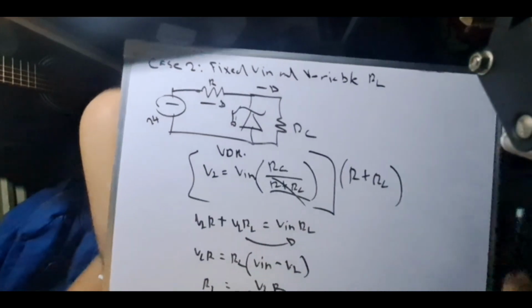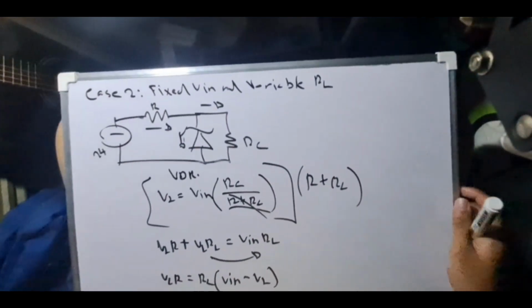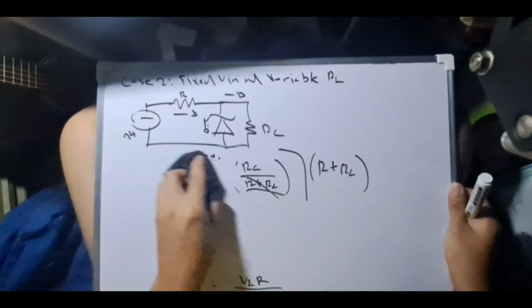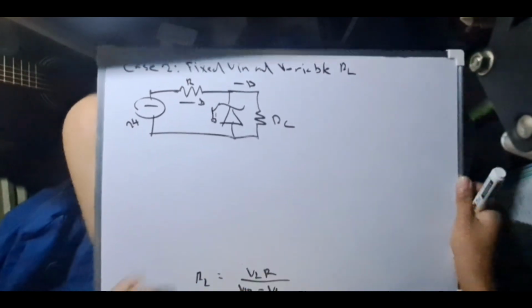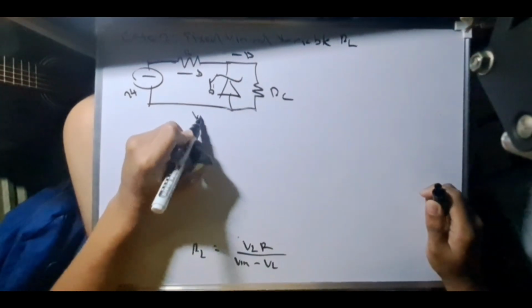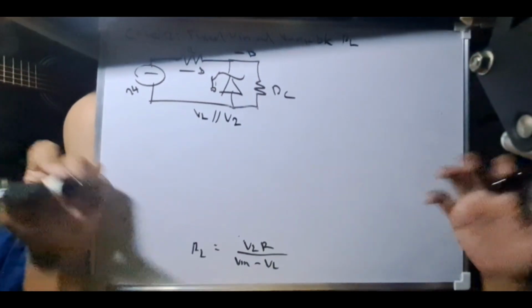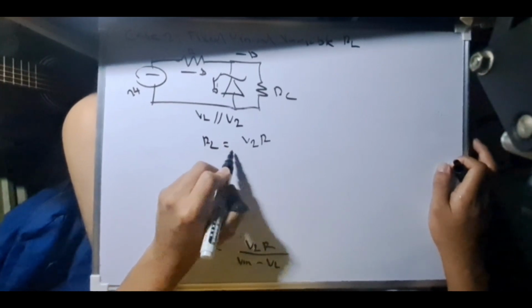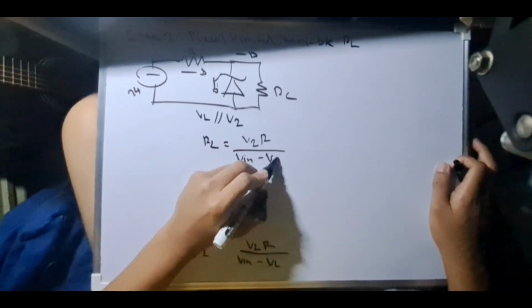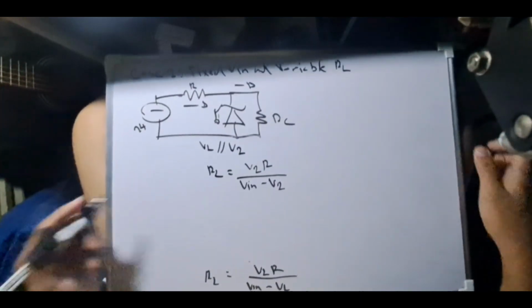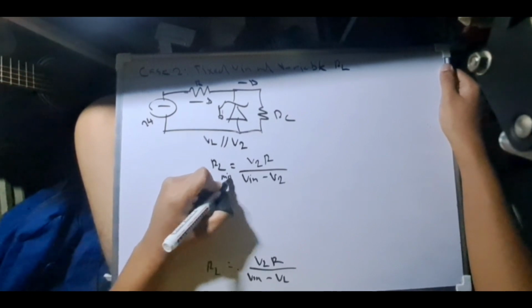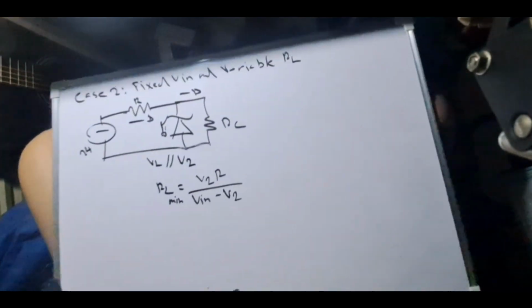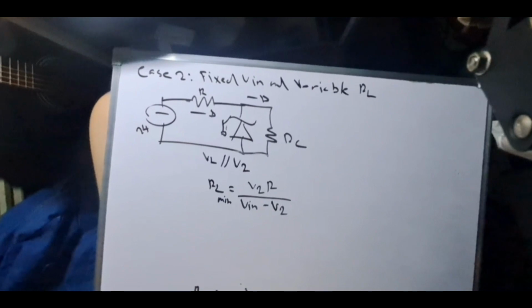But what we are doing here is finding the least resistance that activates the Zener. So ending on this, the Zener is activated at this point, so VL is already equal to VZ. Therefore, RL is equal to VZ R divided by Vin minus VZ. This RL is the RL minimum. Keep in mind, you can't get RL maximum here. We get it using another method.